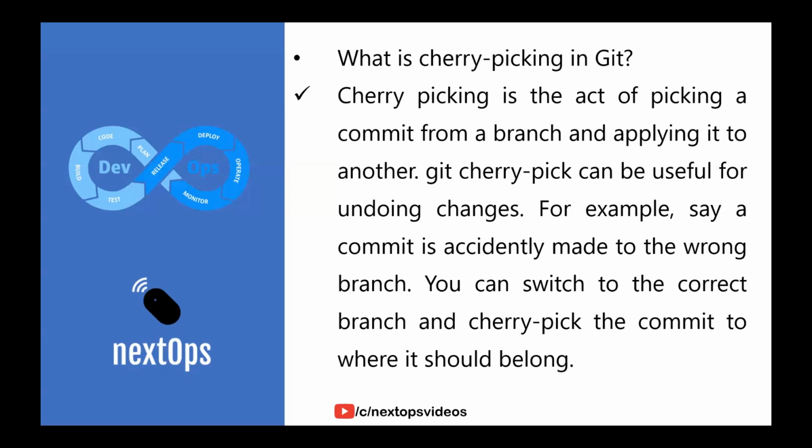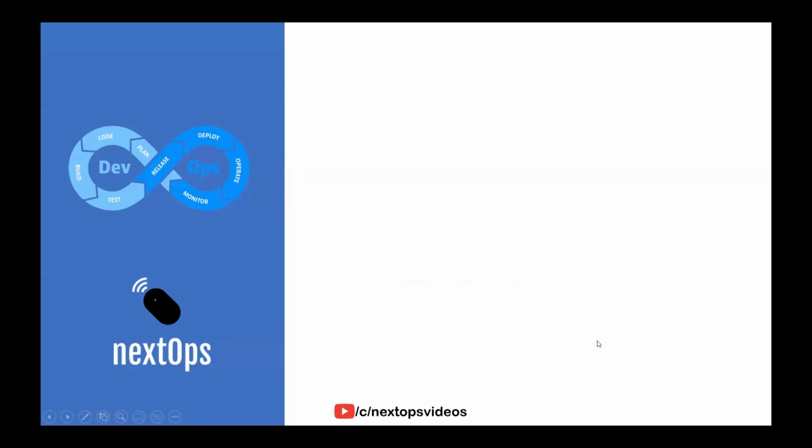Git cherry pick can be useful. That is a command, git space cherry pick. Git cherry pick can be useful for undoing changes. For example, say a commit is accidentally made to the wrong branch. In our example, future 1 branch. You can switch to the correct branch and cherry pick the commit to where it should belong. So you have to go to future 2 branch and cherry pick the commit from future 1 so that the commit will be successfully added to the future 2 branch. So these are the few questions I prepared for Git, maybe very important questions.